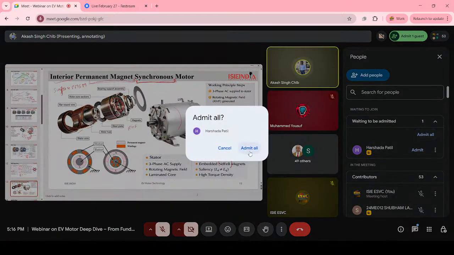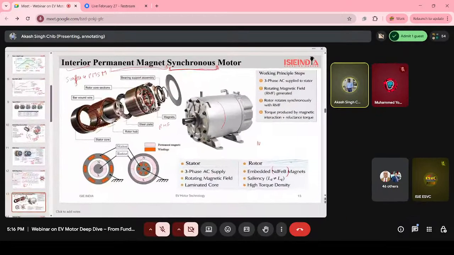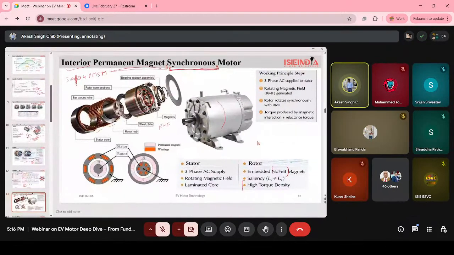It has high torque, as I discussed before, because the rotor rotates at the same speed and tries to align with the field. Same working principle here: the AC supply is given, the rotating magnetic field is generated, and the rotor rotates synchronously with the RMF. Then torque is produced by magnetic interaction plus reluctance torque.